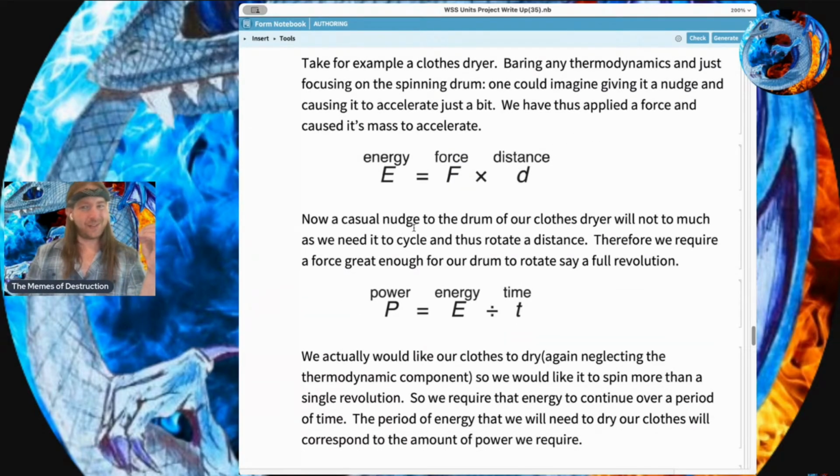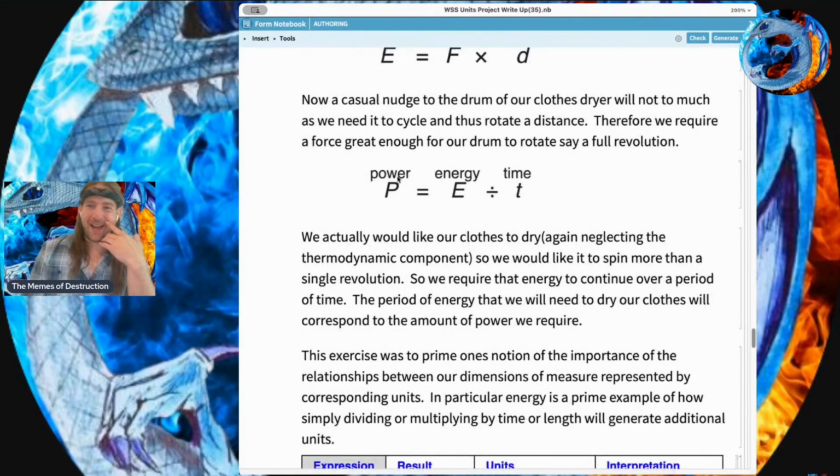Now, a casual nudge to the drum of our clothes dryer will not do too much, as we need it to cycle and thus rotate a distance. Therefore, we require a force great enough for our drum to rotate, say, a full revolution. All right. So now you have a force, and then you're multiplying that force over a distance. Oh, that's energy.